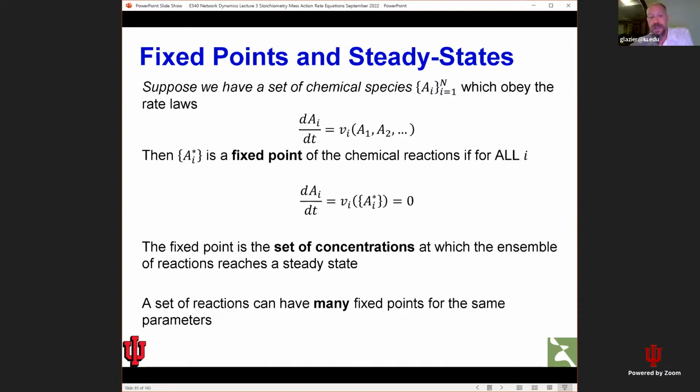So a fixed point is a set of concentrations of which the ensemble reaction is steady state. It's possible to have many different chemical concentrations which are equally fixed points. We don't only necessarily have one fixed point for chemical concentration. Mathematically, you get a lot of those. Biologically, it's a little unusual to have more than a couple of fixed points.